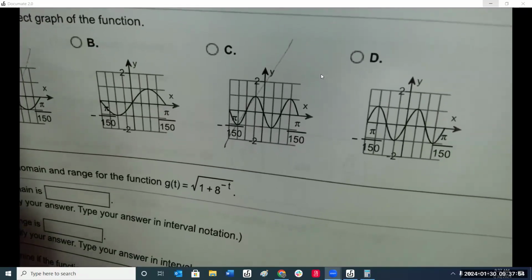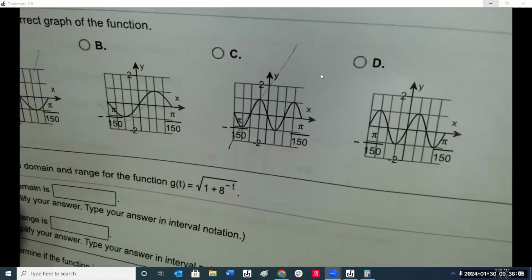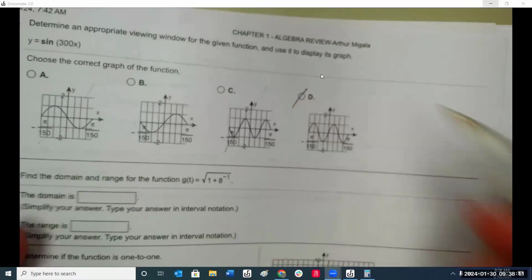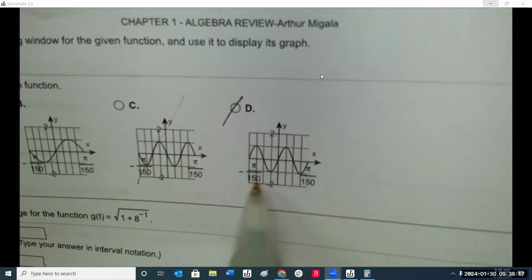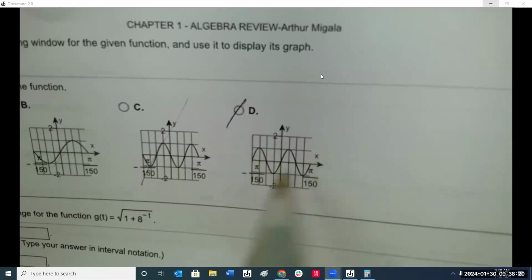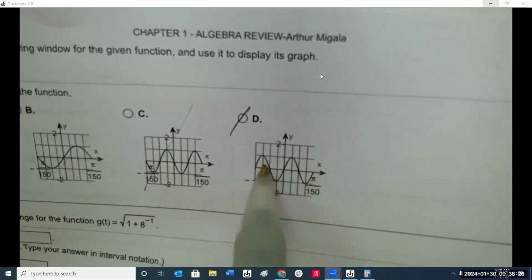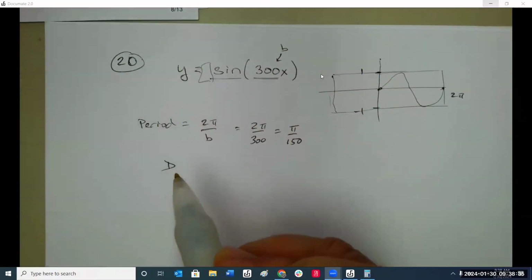But since it says sine of 300x, which means it repeats itself a lot more than once or twice, this is one long wave. This would be half or twice as much. This one repeats itself a lot more. The answer is D, because our frame is from -pi over 150 to pi over 150, 1 to -1, and it repeats itself twice in that term. So the answer, B.